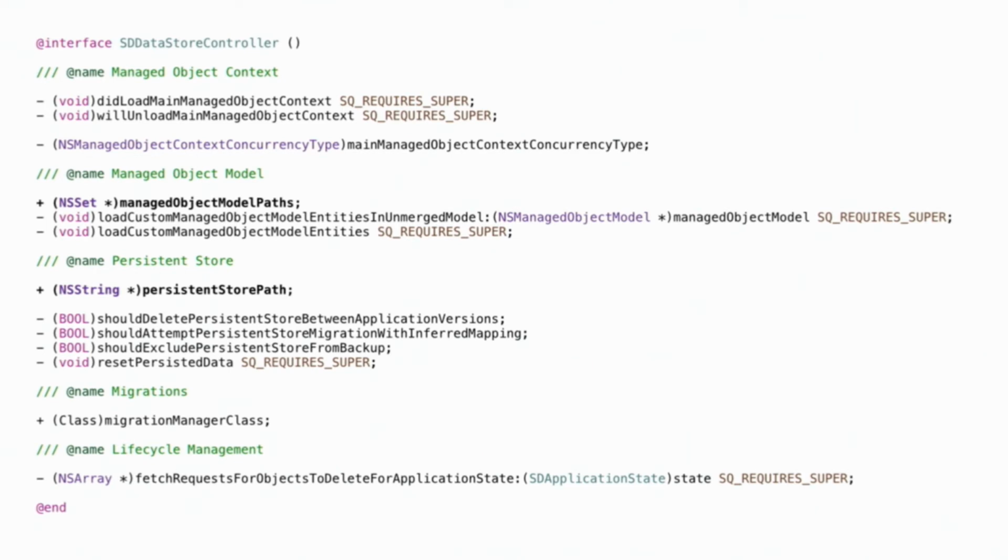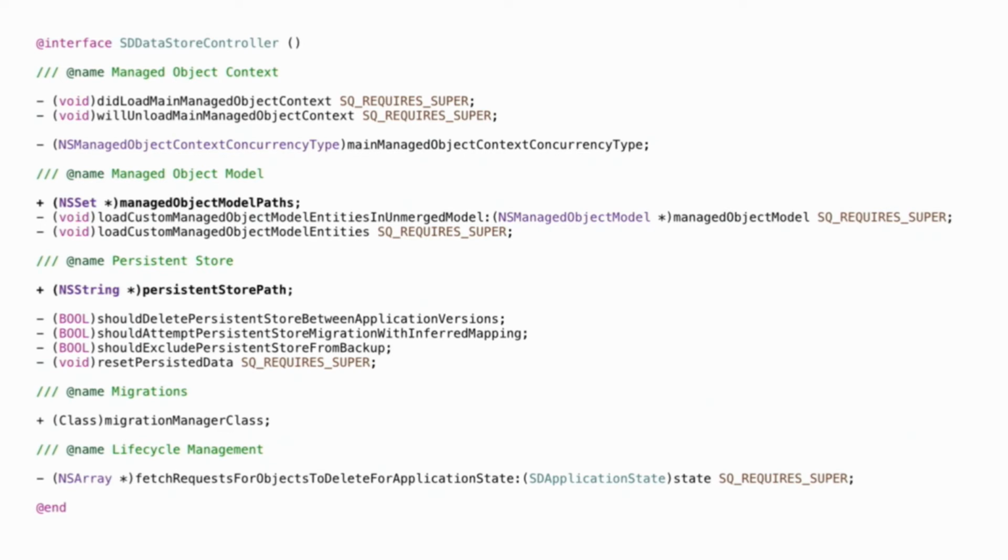as abstract. There's other APIs such as shouldDeletePersistentStoreBetweenApplicationVersions, which lets you delete the persistent store when updating your app. Because in some cases for us, it's faster to re-download all the data than run the migration locally. You can also allow inferred migrations if you want to, and you can also exclude persistent stores from backup.